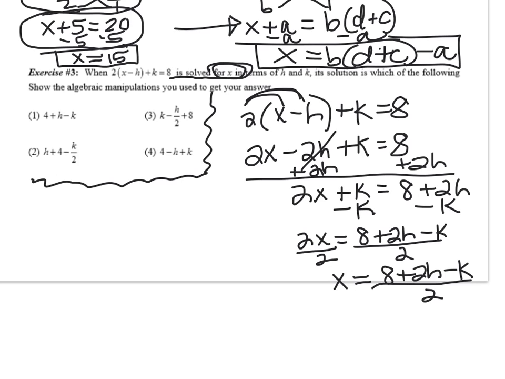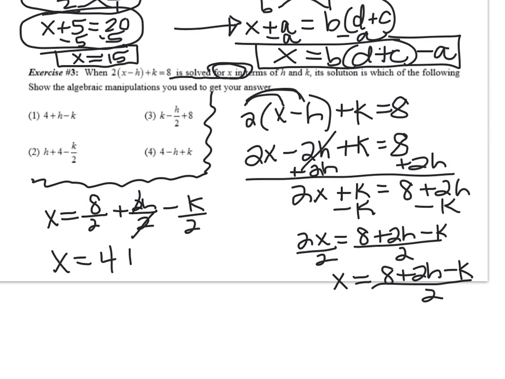Now you look at your answer choices and you don't see that as an answer. Well, don't get nervous. That just means that before they wrote the 4 answer choices, they simplified as far as they could. So remember, this solution is the same as 8 divided by 2 plus 2h divided by 2 minus k divided by 2. Simplifying that, 8 divided by 2 is 4. These 2 divided by 2 is 1. These 2's cancel out. You're left with just plus h and minus k over 2.